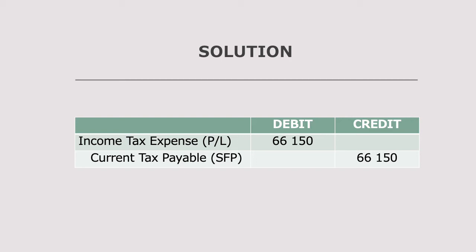Now we need to go and figure out what the debit is. Earlier on in this lecture, we stated that one of the three major components of income tax expense is your current tax payable. So that then means that your contra account to your current tax payable would be your income tax expense. So the journal entry to account for the current tax for the year would be to debit your income tax expense in profit or loss and to credit current tax payable in your SFP with 66,150 Rand.